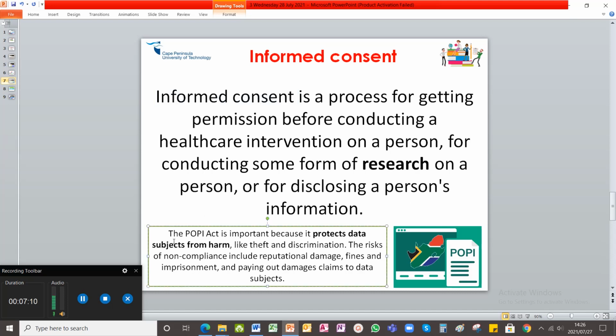Okay, so you can read this little short piece on why the POPI Act actually exists, and you can pause the video at this point.